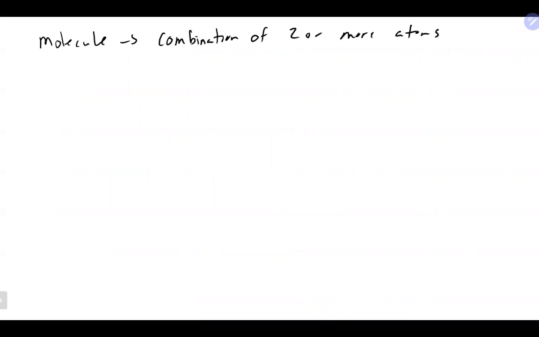So what is the definition of a molecule? A molecule is really just the combination of two or more atoms. So to classify something as a molecule, it is a combination of two or more atoms. They could be the same element, they could be different elements, and both would be classified as molecules.